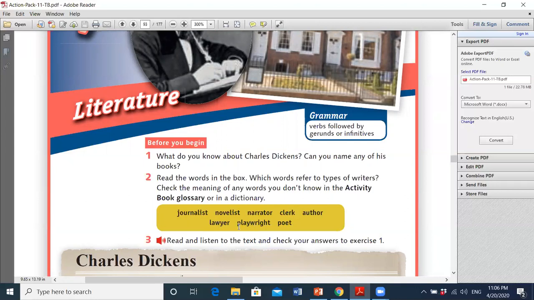Playwright. Please pay attention to the way we write this word. Playwright. A playwright is a person who writes plays. A play is مسرحية. So a playwright is a person who writes plays or writes drama. Playwright is a type of writer. Last but not least is the poet. The poet is a person who writes poetry, الشعر, poetry. So a poet is also a type of writer.